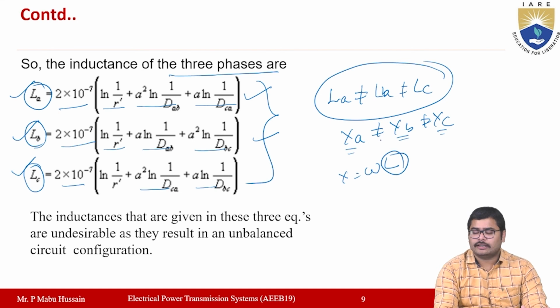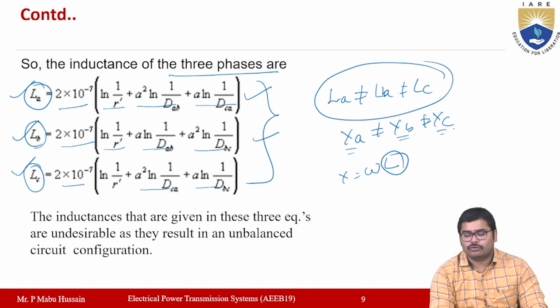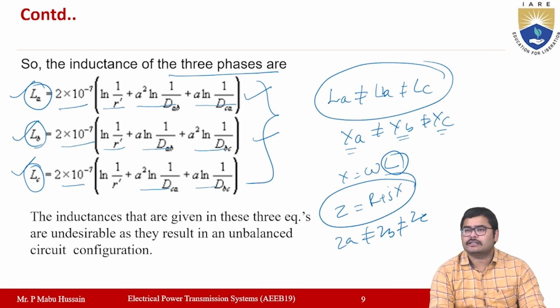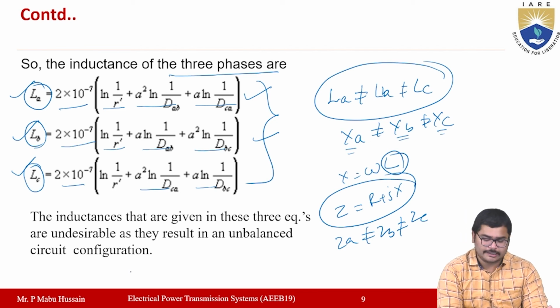So when the reactances are not the same, what about the impedances? Z is equal to R plus JX. So this impedance is also not the same: ZA, ZB and ZC. The inductance of all three phases will be different. So when the values of inductances are different, what is the disadvantage? We will see here.